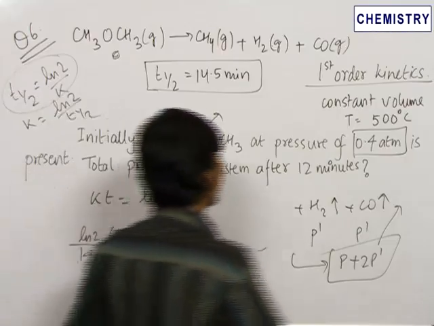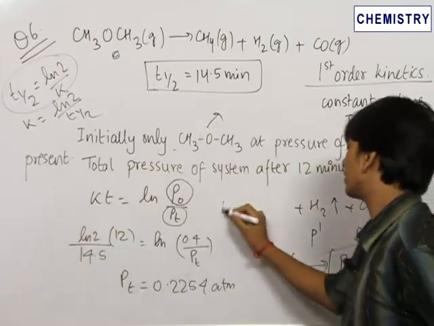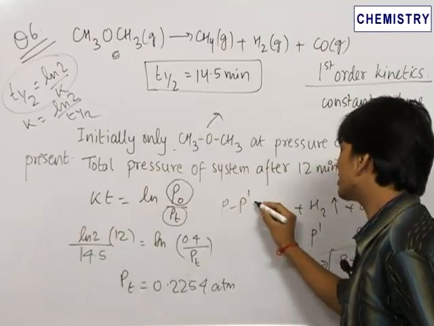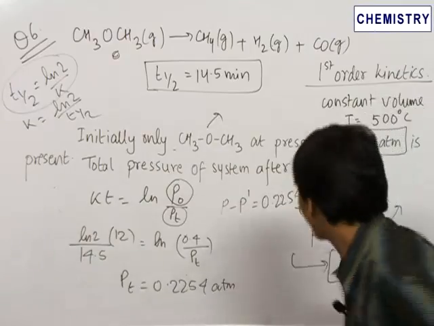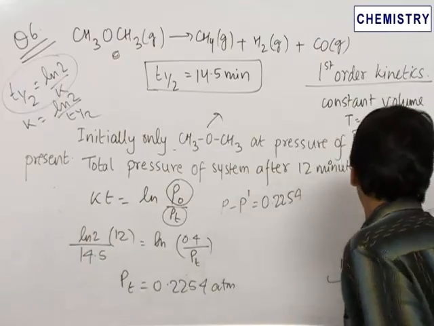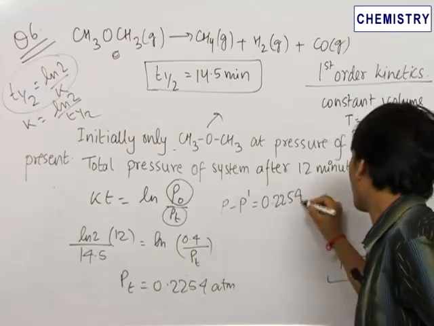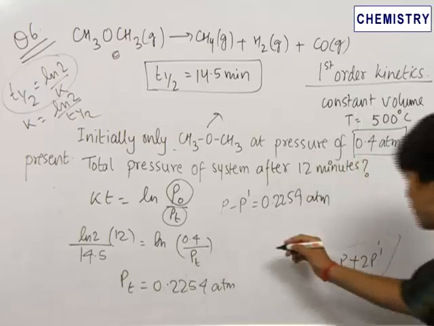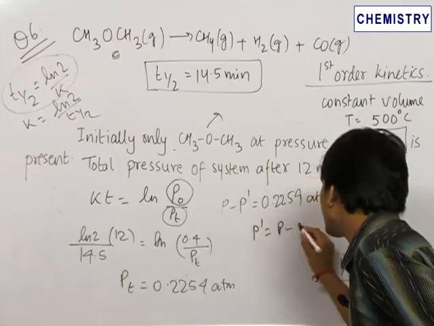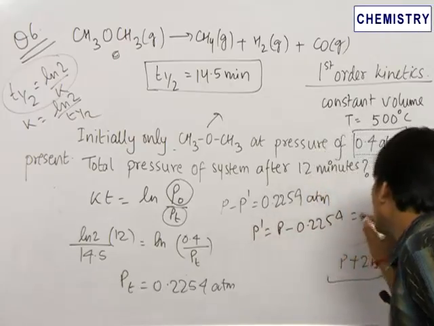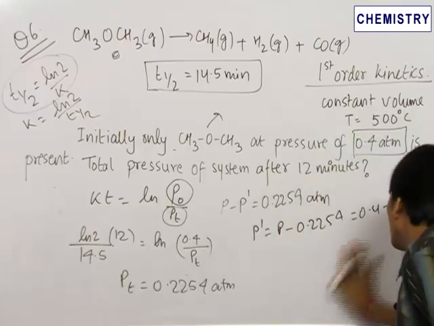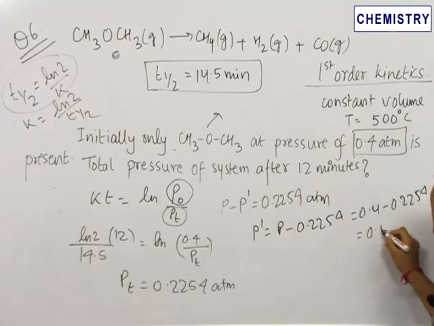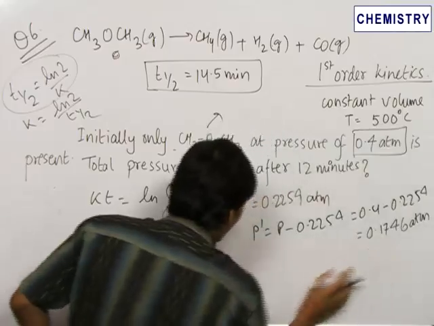Now this PT is nothing else but P minus P dash. P minus P dash is equal to 0.2254 atm. Now P dash is equal to P minus 0.2254 atm, that is equal to 0.4 minus 0.2254 atm, that is equal to 0.1746 atm. So we get the value of P dash.